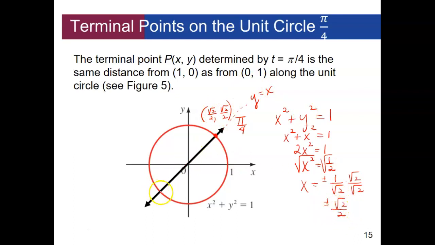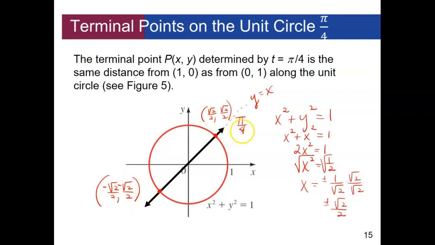If I were to come down here in the third quadrant, it's actually the same values, but because of this plus or minus that we get here, and in the third quadrant, we know that the coordinates of everything in the third quadrant are both negative, so we end up with negative square root of 2 over 2 and negative square root of 2 over 2.